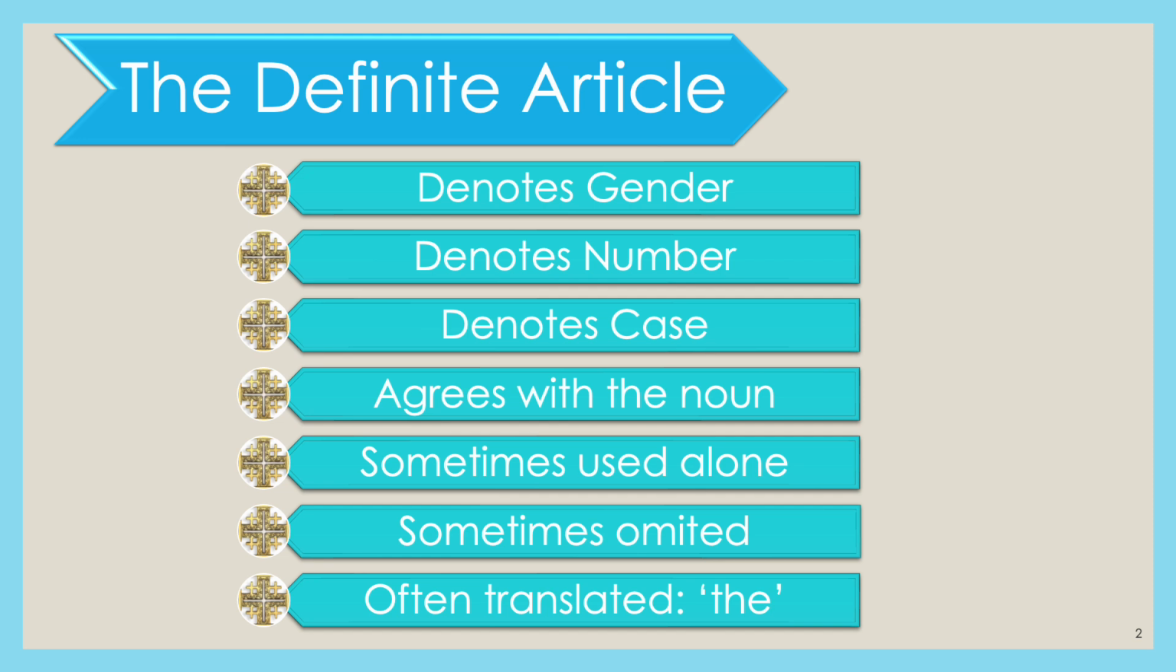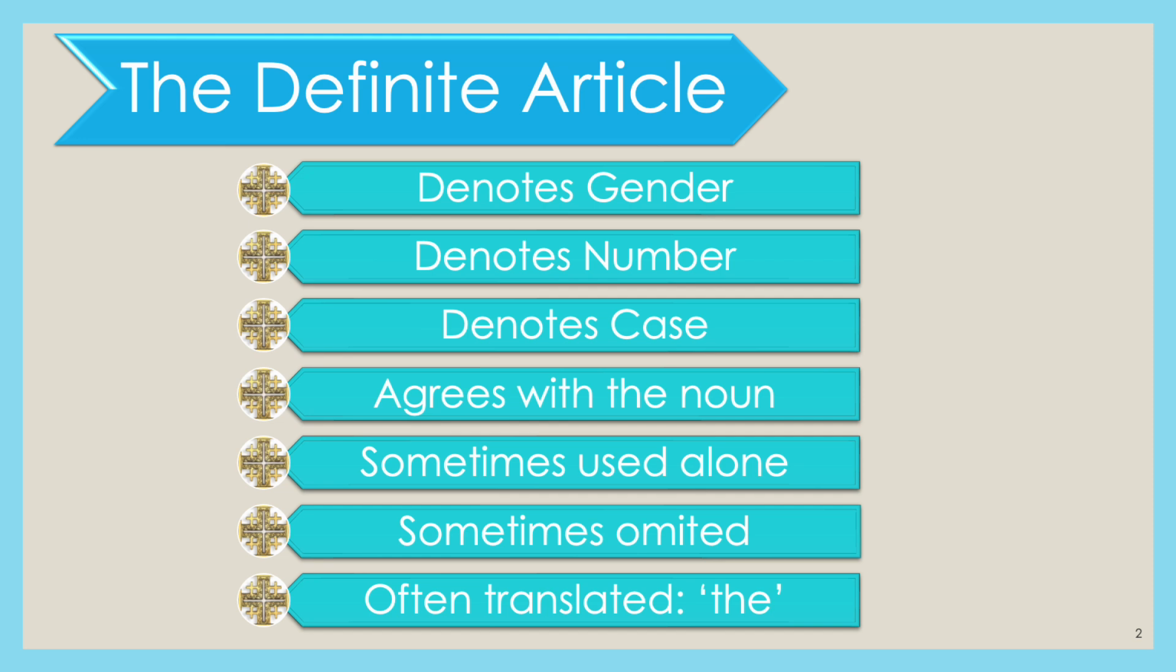The definite article will always agree with the noun that it goes with, so the case, gender, and number of the definite article will be the same as that of the noun that it goes next to. Sometimes the definite article can be used on its own, and we may translate that as the one.